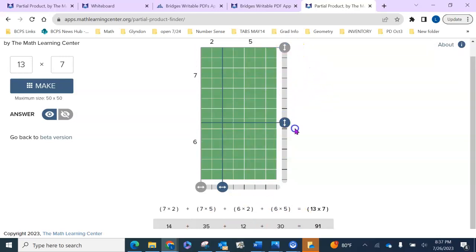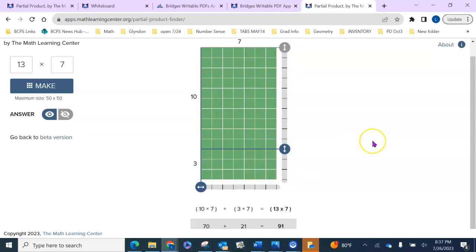Most likely we would stick with 10 times 3 as our partial products, but there is more than one way to solve, which is what makes math so awesome.